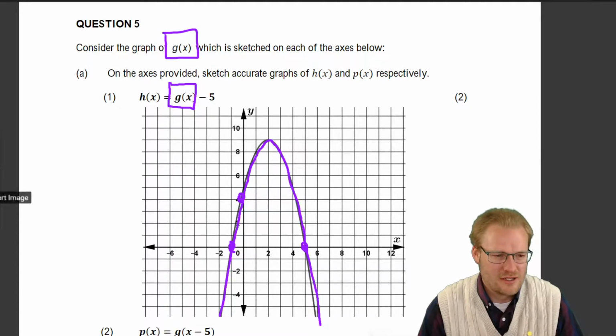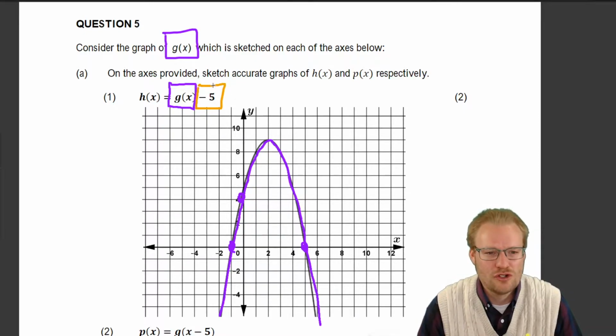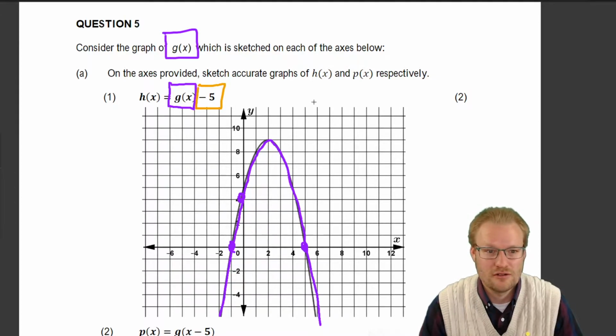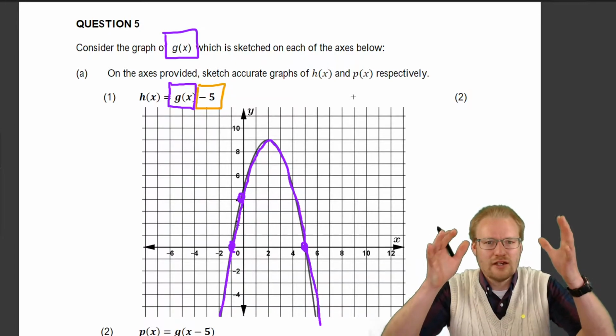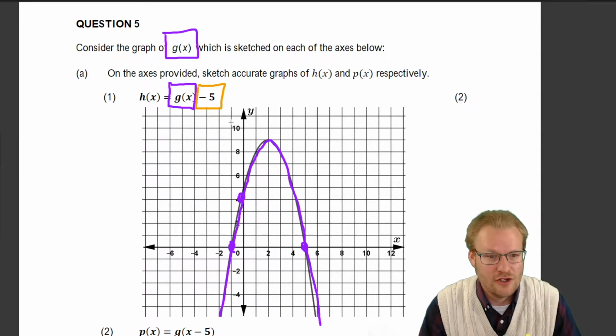So what are we asked here? The main question is, what does the -5 do to our function? What type of transformation does it do? Okay, the transformation that it does is it translates the graph down by 5. So all we need to do is take this graph and move it down by 5. We've got that turning point. So when it says accurate, we need to move everything down.